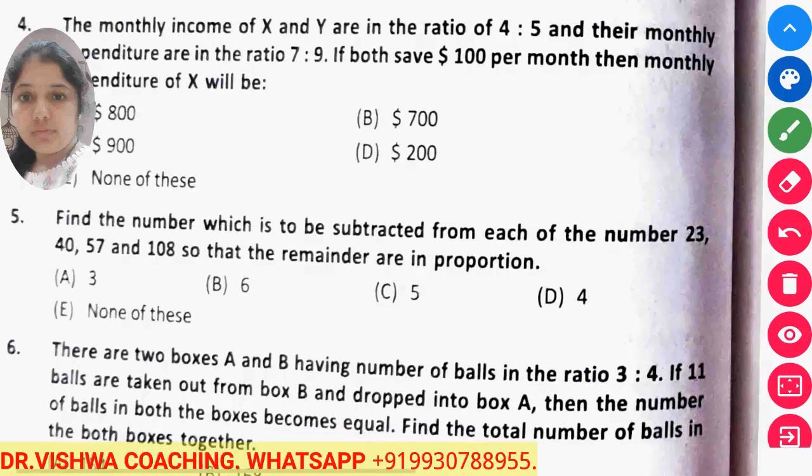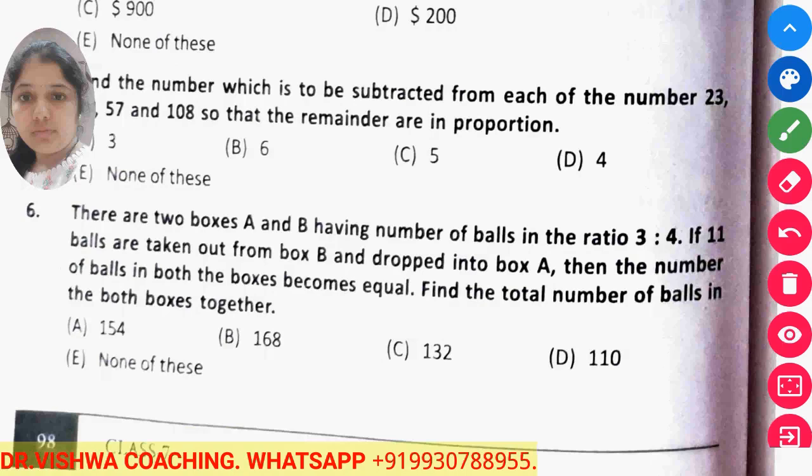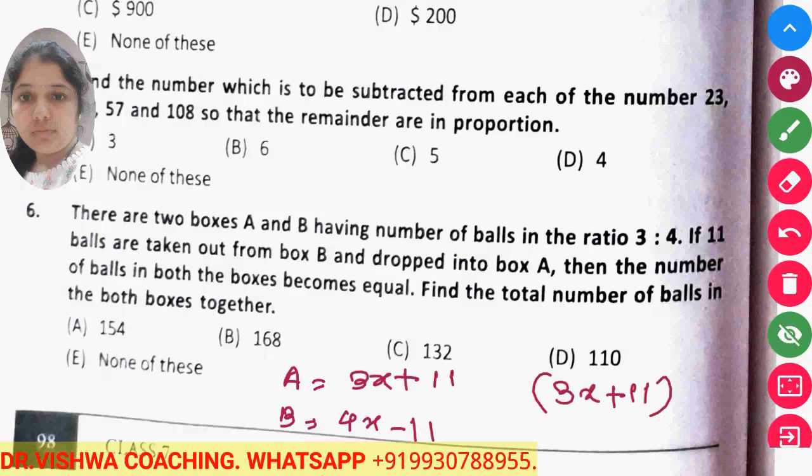Now there are two boxes, A and B, and in these two boxes the number of balls are in the ratio 3:4. If 11 balls are taken out from box B and dropped in the box A, then the number of balls in both boxes become equal. So total number of balls are asked. Now see, if we assume that in box A there are 3x balls and in box B there are 4x balls. Now from box B 11 balls are taken out and added to box A. Now what is the condition? That in both the boxes balls become equal.